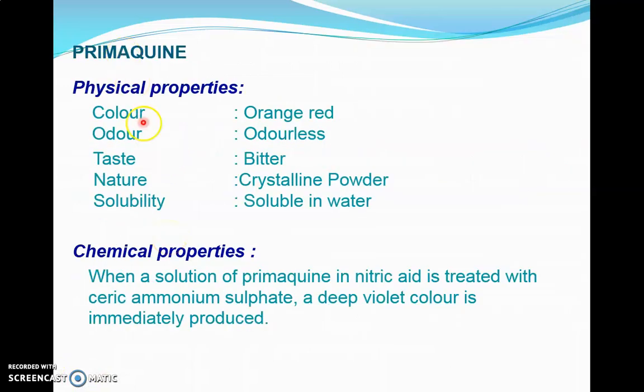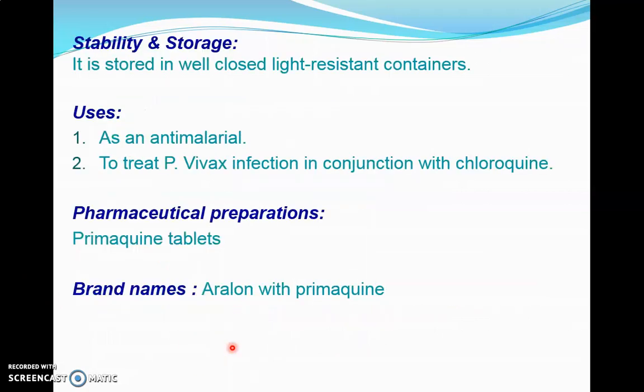Next, primaquine. Primaquine is again a quinoline derivative. As far as the physical properties are concerned, it is an orange-red, odorless, bitter-tasting crystalline powder, soluble in water. Then chemical properties: when a solution of primaquine in nitric acid is treated with ferric ammonium sulfate, a deep violet color is immediately produced. This is one of the chemical identification tests for primaquine.